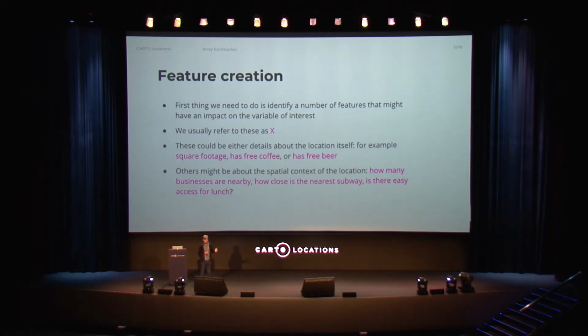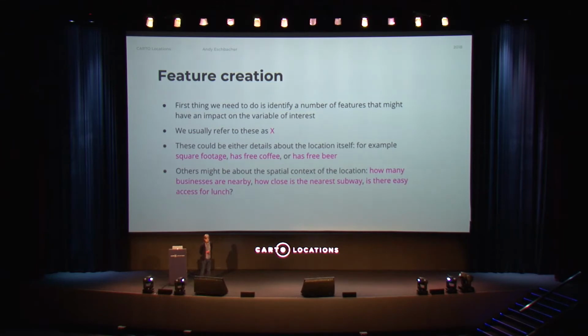The collection of features that you put into your model is usually referred to as X, or capital X. Notations are different in different applications. They could be things like square footage, if you're talking about apartment prices, or if you're looking at retail places, whether it has free coffee or free beer, or, maybe for a co-working space. Other things that have spatial context, you can use some of those base GIS functions that we mentioned earlier.